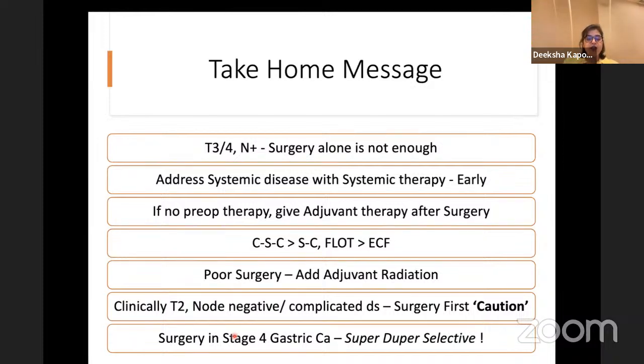For clinico-radiological T2 node negative patients, or patients who have a complicated disease that is presenting with a bleed or a perforation or gastric outlet obstruction, which is not allowing the patient to receive chemotherapy, surgery first is an option, but that better be undertaken with caution and not as a routine plan. Surgery in stage 4 gastric cancer patients has gained momentum. We have the data now, but it is super duper selective. Thank you.